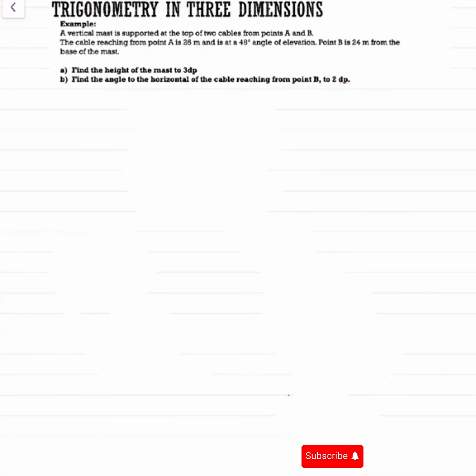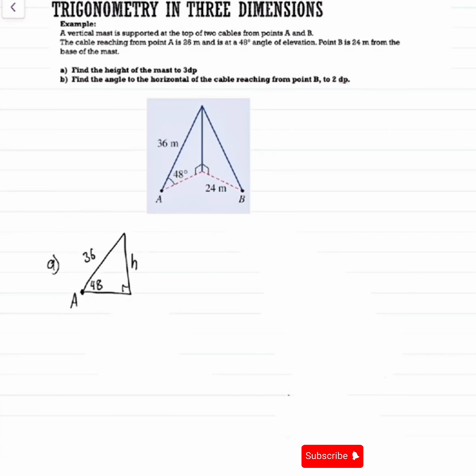First thing you want to do is draw a diagram. So a diagram will look something like that. Then we need to find the height. So what we'll do is look at the left triangle and label the height h and draw a diagram. Now we have the opposite and the hypotenuse and an angle of 48.